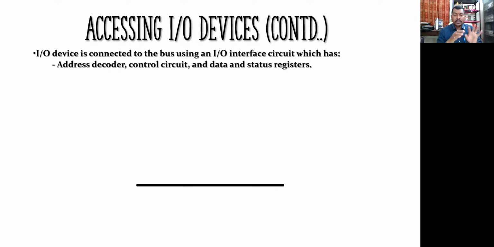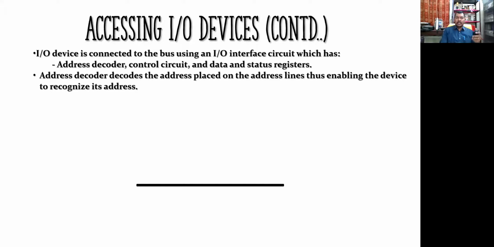The other one is the data register, which is going to keep track of the data to be transferred. And the fourth one is the status register. So all are very important. We'll look at them one by one. The address decoder decodes the address placed on the address lines, thus enabling the device to recognize its address, right? So the address decoder is specifically meant to decode to whom we are going to communicate, and to recognize that particular device at a time. This is the main job of the address decoder.